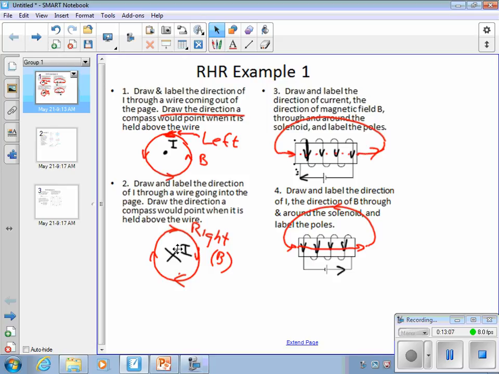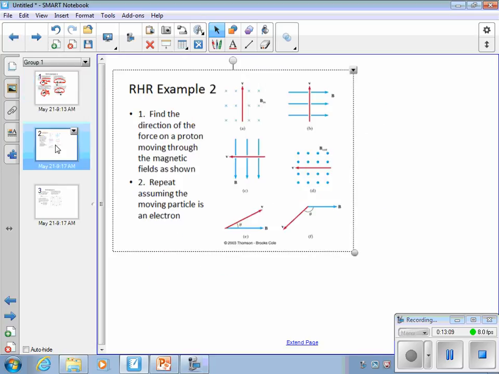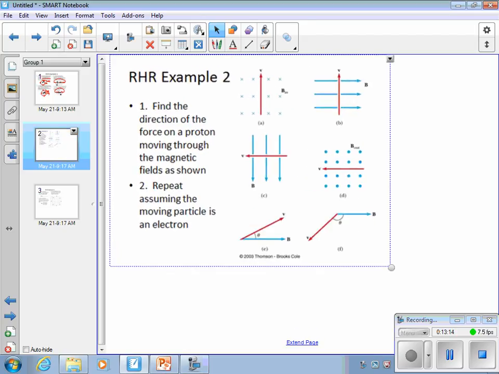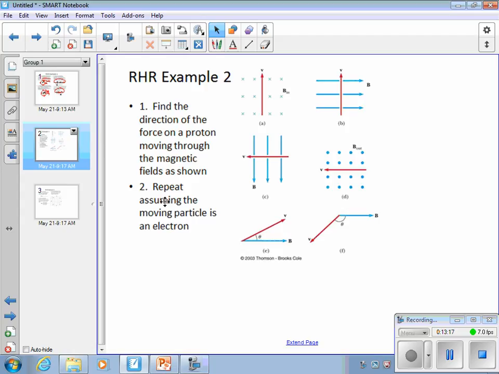Okay, so hopefully that makes sense. Moving on. RHR, right-hand rule. Example 2, number 1: find the direction of the force on a proton moving through the magnetic fields as shown. So remember, this isn't just for wires with current in them. This is for charges as well, because after all, they're kind of the same thing, yeah? Just talking about a specific particle instead of a stream of particles.